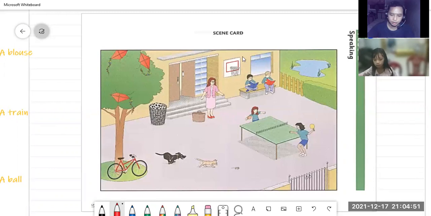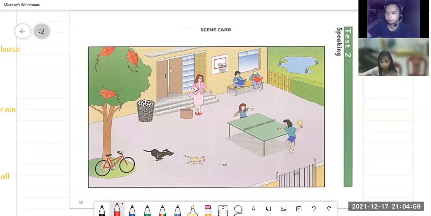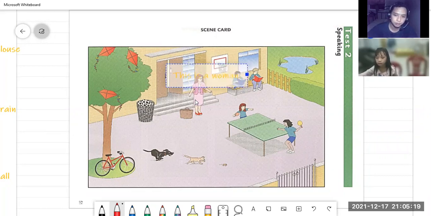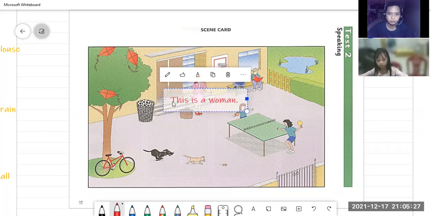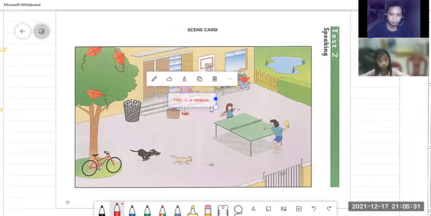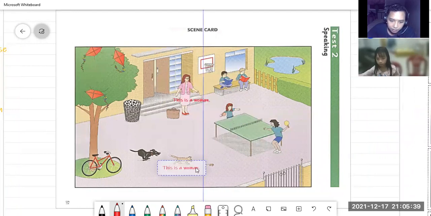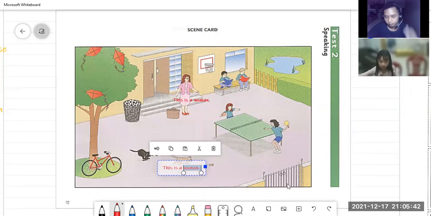Okay, so this is a speaking test card. So what can you see in the picture? This is a woman. Okay, very good. Next, what else can you see? What is this? This is a cat.